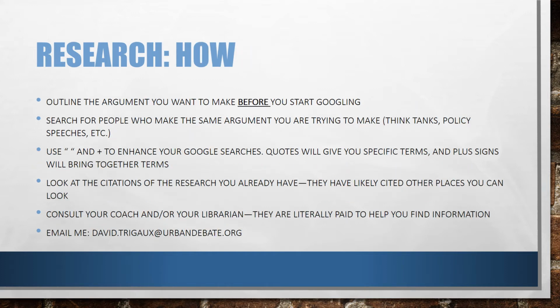Lastly, you'll probably want to get some tips about how to conduct your own research. First and foremost, outline the argument you want to make before you start Googling. Second, search for people who've made the same argument you're trying to make, such as politicians or think tanks. Use quotations and the plus sign to enhance your Google searches. Quotes can give you articles that use the same exact terms, and plus signs bring together terms that wouldn't normally be found together in the same article.